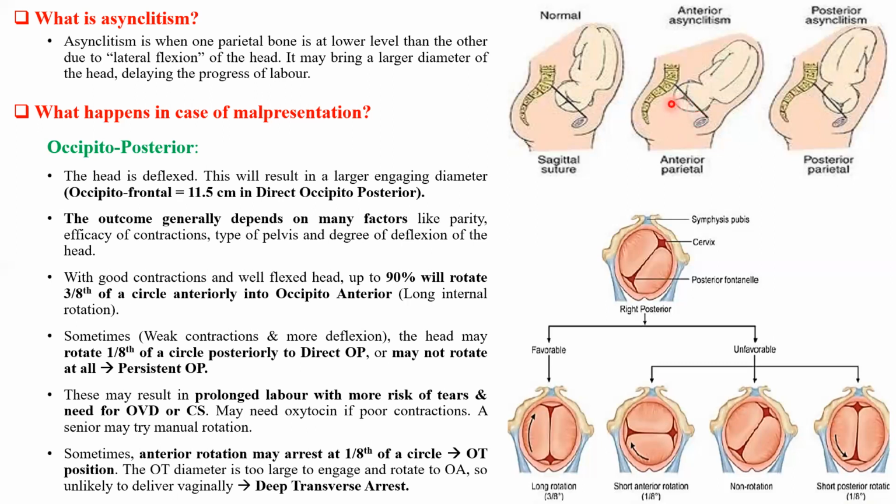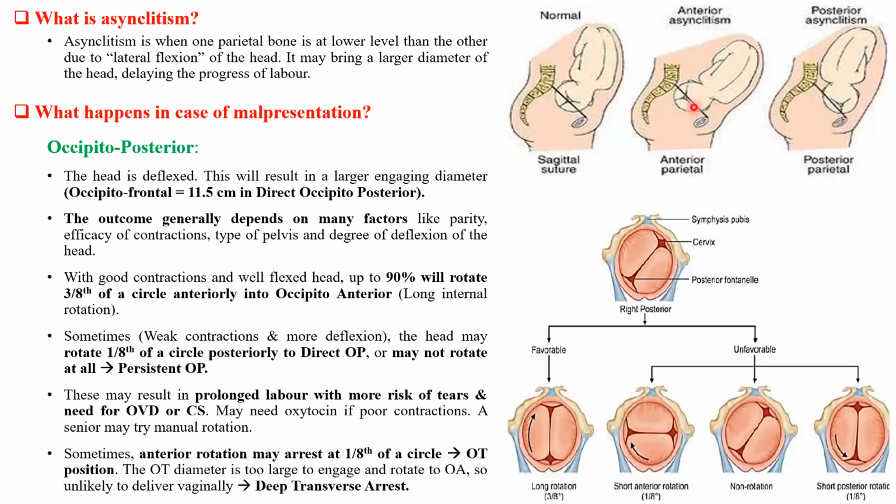The sagittal suture will be closer to the promontory of the sacrum or to the symphysis pubis, and the head will be presenting by either the anterior parietal bone or the posterior parietal bone. So it will be considered either anterior asynclitism or posterior asynclitism. The examiner may ask you, which one is better during labor, anterior or posterior asynclitism? The answer is that anterior asynclitism is better than posterior.